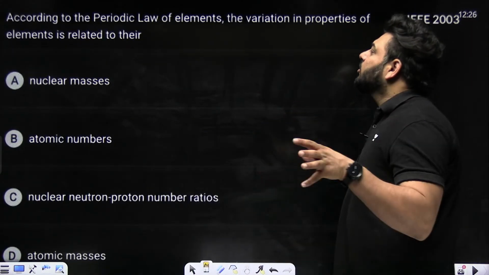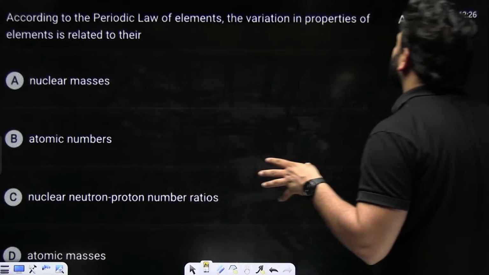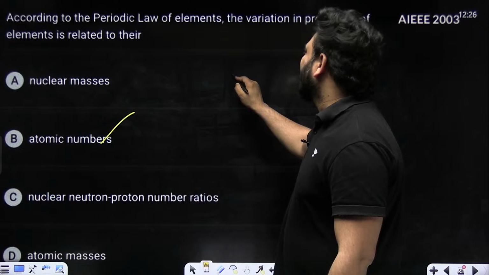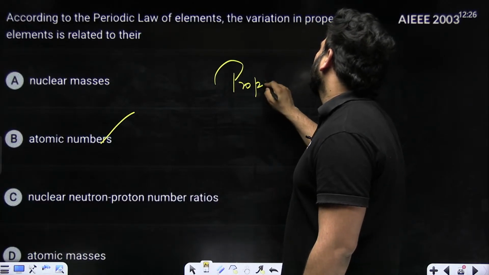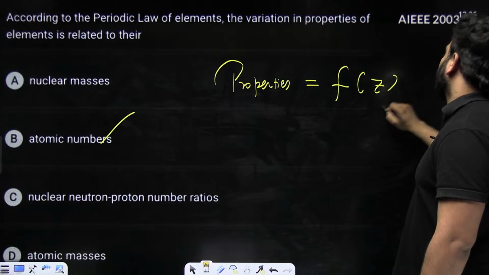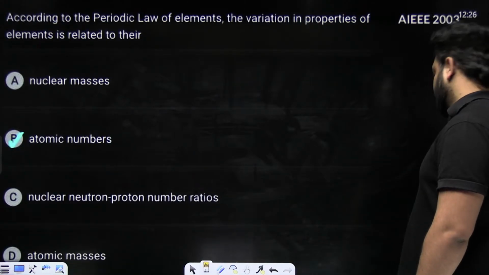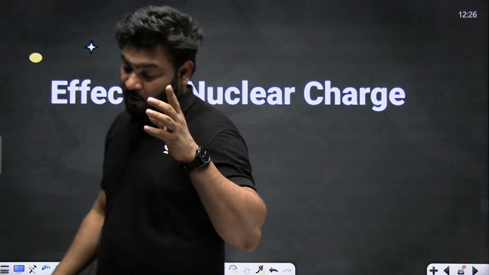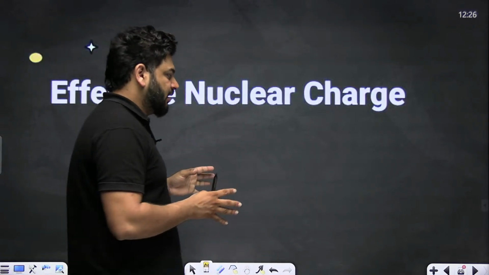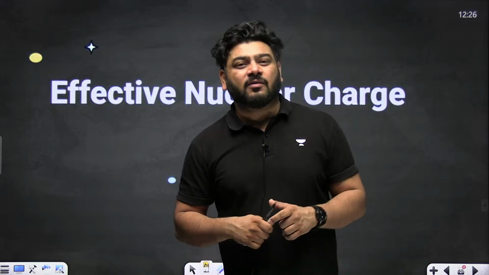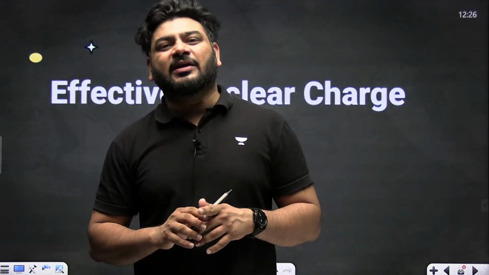According to the modern periodic law, the variation of the properties of elements is related to their atomic number. Properties, be they physical or chemical, are a function of the atomic number Z. So the first part of this whole session I have completed, and I took around 1 hour to complete all the questions on periodic properties, trends and all.